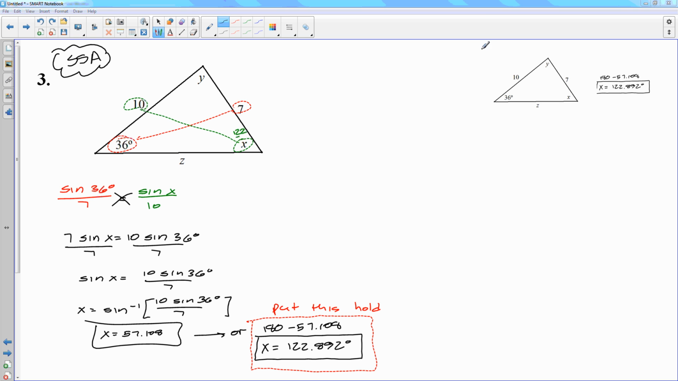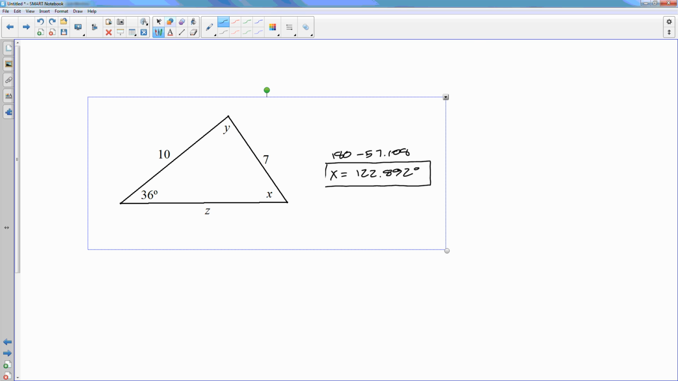There we go. So what I've done is I've just put this off to the side, and I'm going to ignore the 122.892 for now. We'll come back to that. Right now, I'm going to solve the triangle with 57.108. I do have it copied up here in the corner, just to show that it's in the back of my mind, but I do have it saved on the next page.